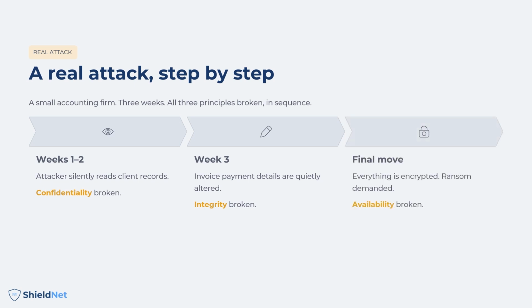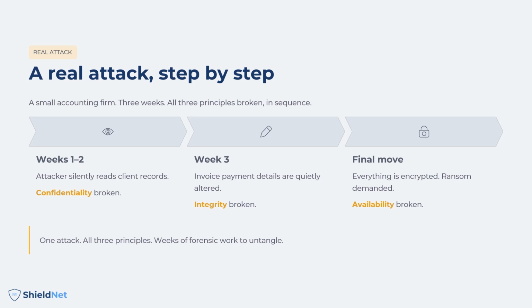Stage 3. They encrypt all files and demand payment. That is an availability violation, and it is the first thing the firm notices. By the time the firm realizes what happened, all 3 principles have been broken, and untangling which data was seen, which was changed, and which needs to be restored is a weeks-long forensic exercise.